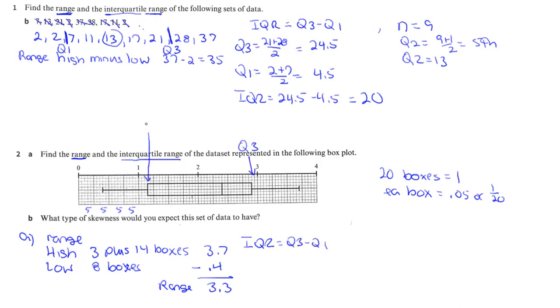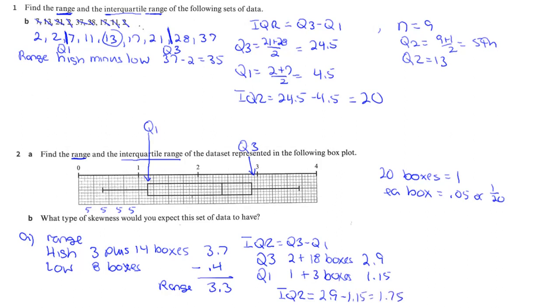The interquartile range, we're just going to find Q3. That's where this box ends and where it begins. And so I take a look there. Q3 is going to be 2 plus, looks like 18 boxes. It's 18 times 0.05, and that's going to be 2.9. And then Q1 is going to be 1 plus 3 boxes, or 1.15. And when I subtract those, I'm going to get an IQR of 1.75.